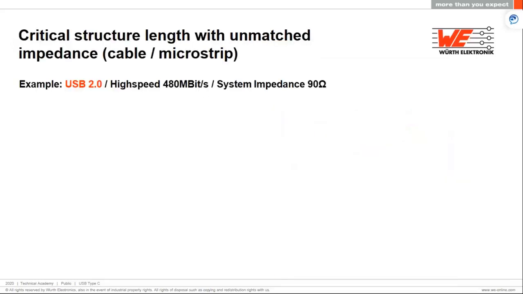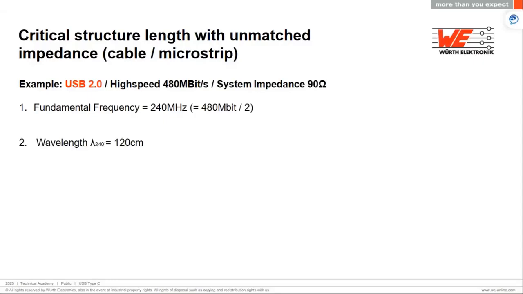To give you a mathematical example, we'll consider USB 2.0, which has a speed of 480 megabits per second, and the system impedance is 90 ohms. So with this maximum speed, we can have a fundamental frequency of half of it, which is 240 megahertz, and the wavelength will be 120 centimeters. Now, the rule is not accurate, but there is a good rule of thumb in terms of EMC and in terms of data signal that the impedance transformation below 1/10 of the wavelength is considered to be negligible.